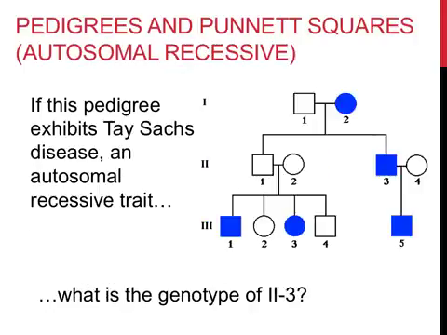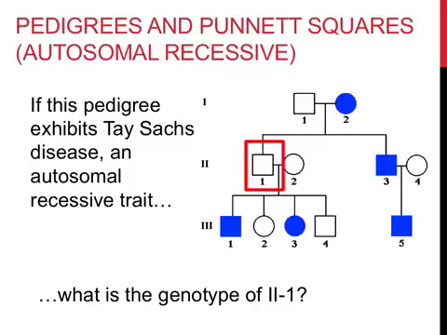The second set of example problems states, if this pedigree exhibits Tay-Sachs disease, an autosomal recessive disorder, what is the genotype of Roman numeral 2-3? Identify Roman numeral 2-3 on this pedigree. Individual 2-3 has this particular recessive disorder. The only way that you can have a recessive disorder is if you are homozygous recessive for it, lowercase h, for example.